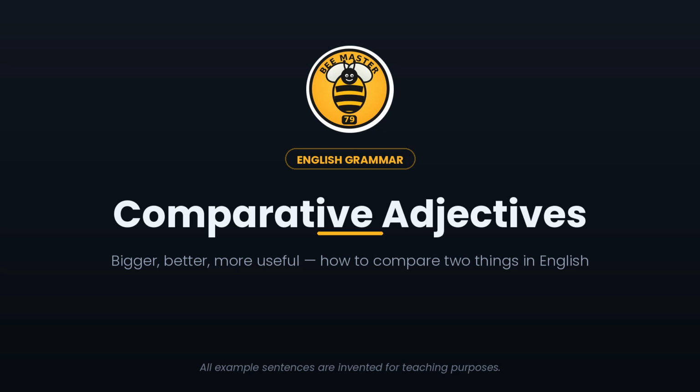Welcome to Master 79. In this lesson we are going to master comparative adjectives in English. A comparative is the form of an adjective we use when we compare two things: bigger, faster, more expensive. By the end of this lesson you will know exactly which form to use for any adjective, how to build the sentence around it, and which mistakes to stop making. Every example sentence you will see is invented for teaching, not quoted from any source. Let's get started.